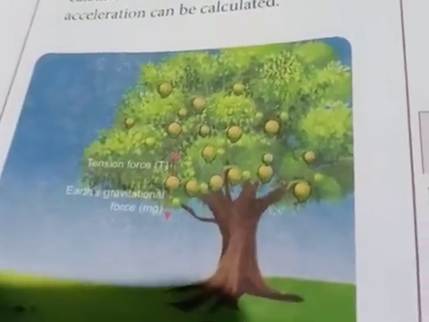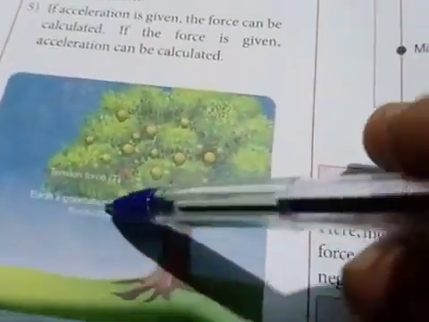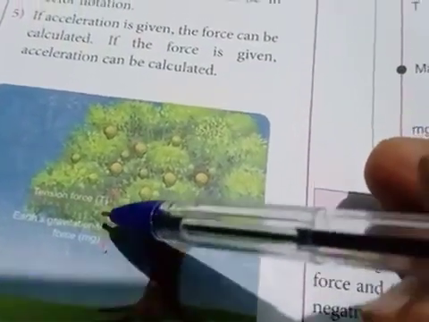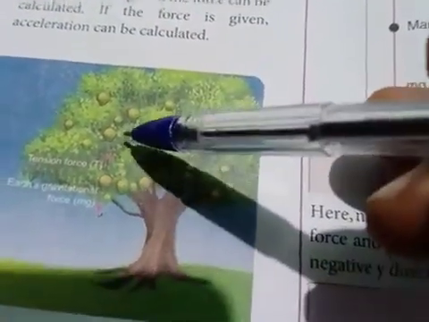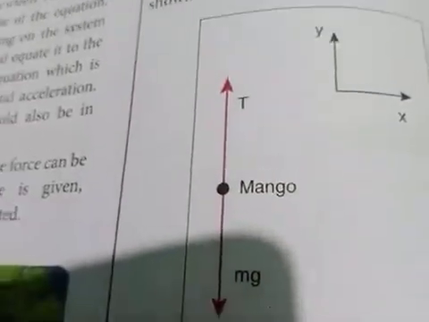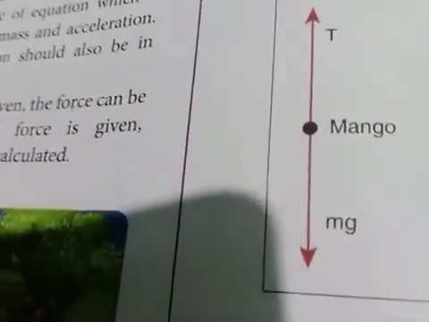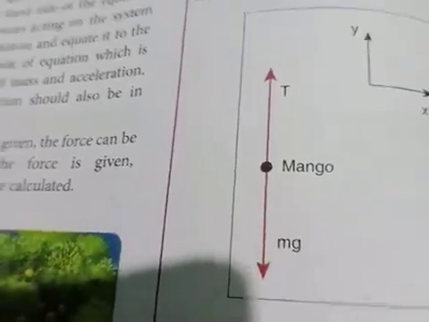You see here, you can see one mango tree, and many apples are there. So downward what is acting? Yes, the earth's gravitational force, mg, is acting downward. Upward acting is the tension force. So how can you draw the free body diagram for this? You see the mango, downward mg acting, upward tension force acting. So like this you can draw the free body diagram.